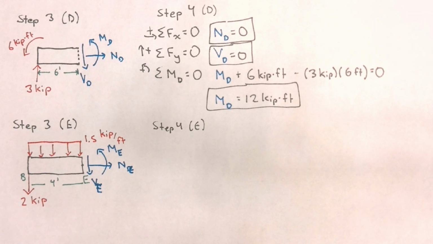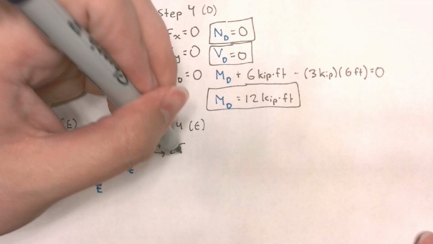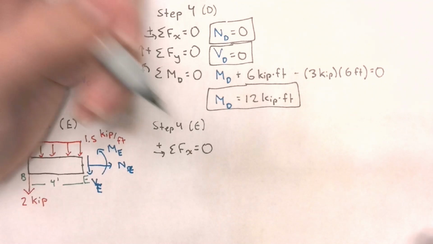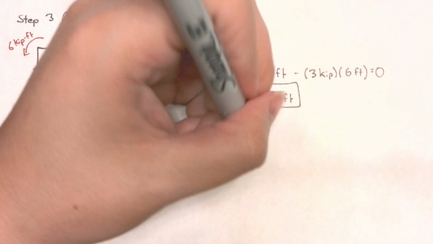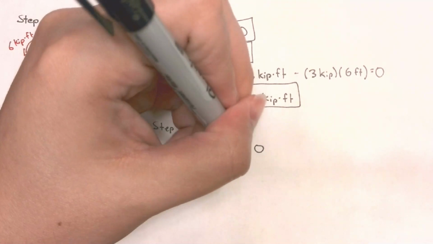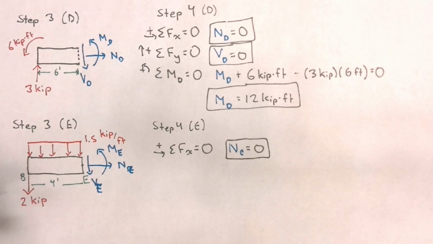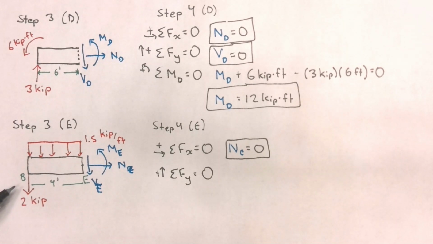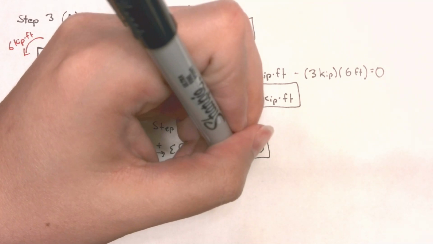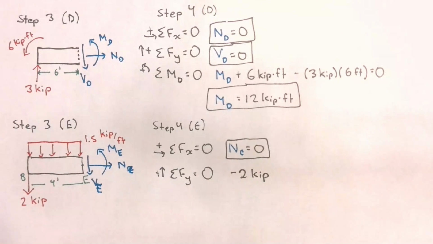I can start by my sum of forces in the x direction to find that the normal force at point E is equal to 0. Then I can take my sum of forces in the y direction. In the y direction, I'm going to have a negative 2 kip force downward, and I will also have the resultant from this distributed load.